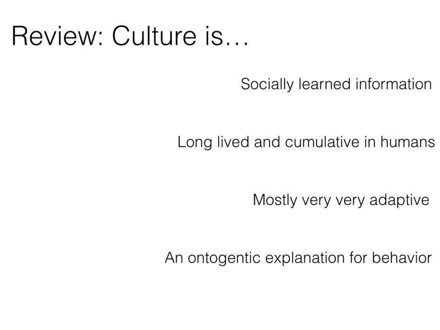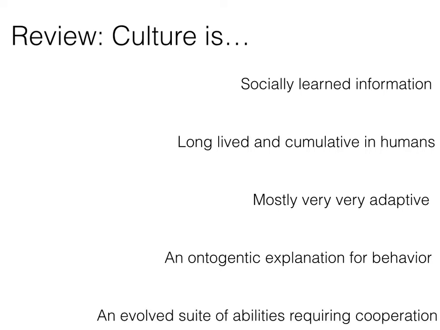Culture is an ontogenetic explanation for behavior, and as we said, most of human behavior can be explained. Differences in human behavior can be explained culturally. However, explaining our ability to have culture requires an ultimate explanation, and we understand culture as an evolved suite of abilities, including some psychological learning mechanisms that require cooperation, because after all, culture is shared information, so it requires cooperation.